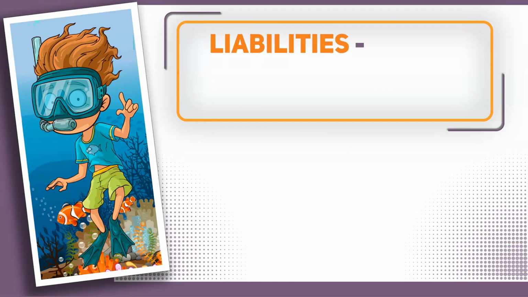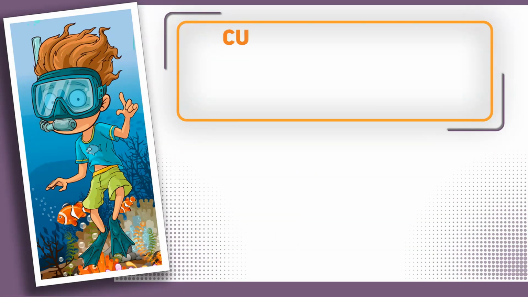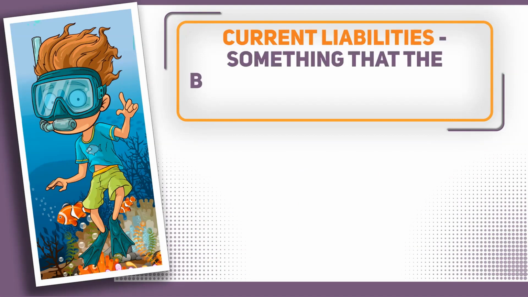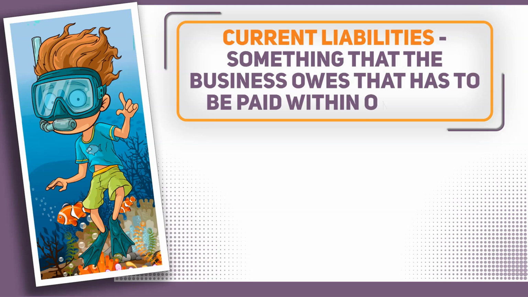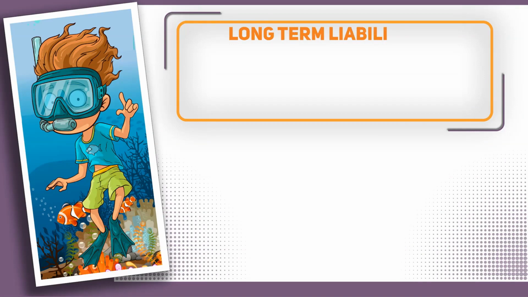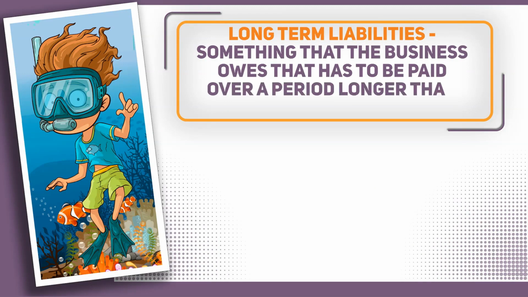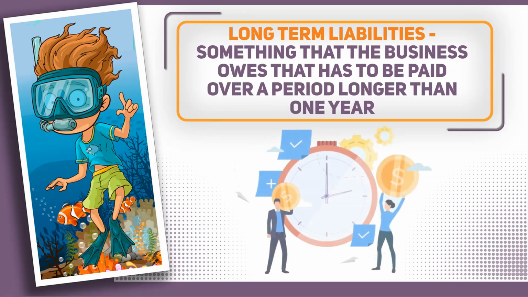A business like Josh's will have liabilities. This is something that a business owes, a debt that they have. There are current liabilities. This is something that the business owes that has to be paid within 1 year. Josh has to pay VAT to the HMRC at the end of each quarter. This is a current liability. And then there's long-term liabilities, something that the business owes that has to be paid over a period longer than 1 year. Josh took out a bank loan when he started his business, which needs to be repaid in 3 years' time. This is an example of a long-term liability.